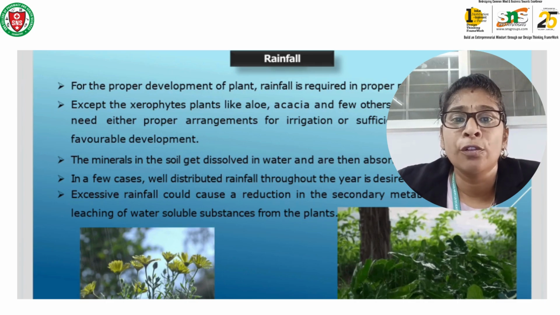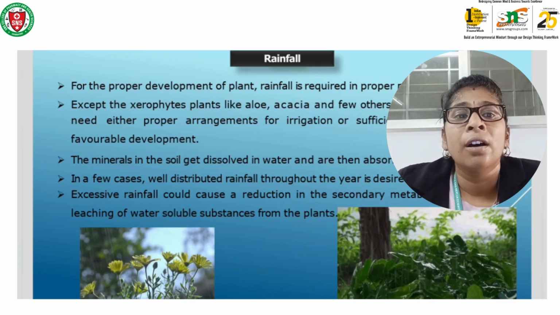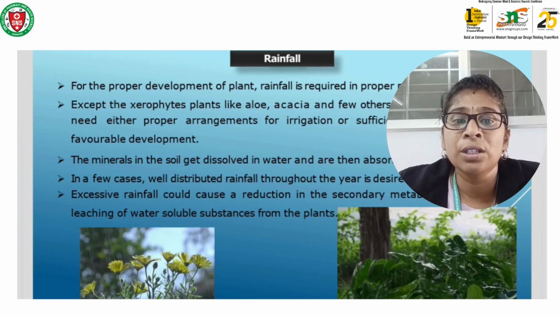Except for the xerophytes, plants like aloe vera, acacia and the cactus, most of the plants need either proper arrangements for irrigation or sufficient rainfall. In a few cases, well-distributed rainfall throughout the year is desired. Excessive rainfall could cause a reduction in the secondary metabolites due to leaching of water-soluble substances from the plants.